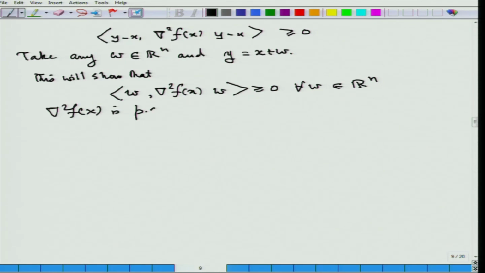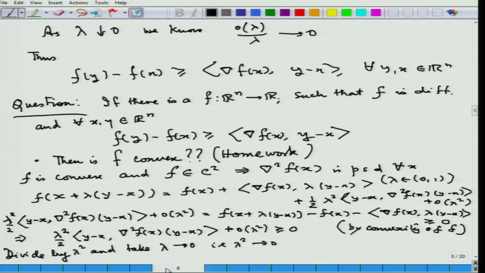So, by definition, this is just PSD by definition, and if you observe here, we have done the whole thing simply. In fact, instead of this, you could have written it as f of x plus lambda w, with y minus x as w, and done the whole thing; it would have been the same. We did this because it is much easier to view, and because it is linked with convexity.